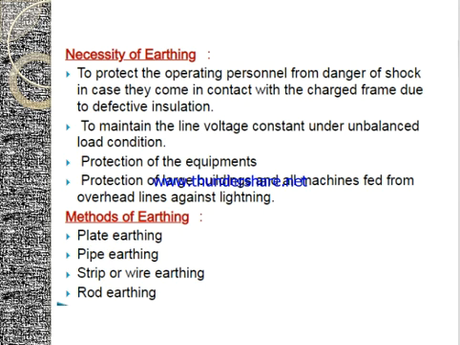The main reason for earthing is to protect the personnel from danger of shock in case they come in contact with a charged frame due to defective insulation. Also to maintain the line voltage constant under unbalanced load condition. This is one of the most important criteria. And next, to protect the equipment, large buildings and machines against lightning, etc. There are several different methods of earthing, namely plate earthing, pipe earthing, rod earthing, strip or wire earthing, etc.